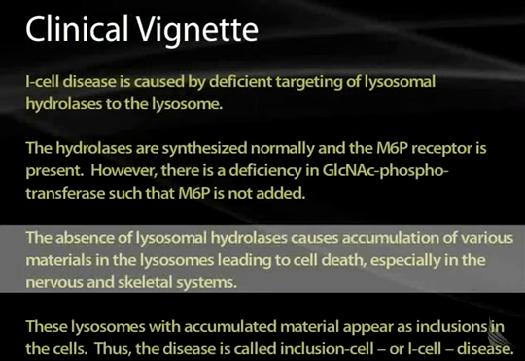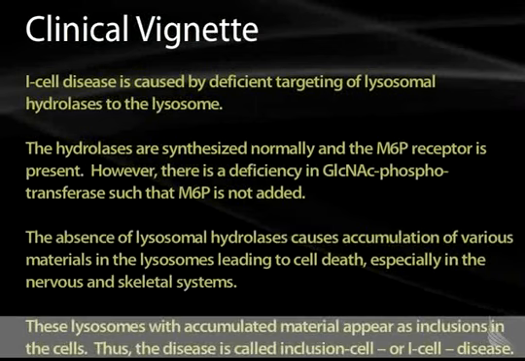Now, that means that the lysosome has no hydrolases, and the absence of these lysosomal hydrolases causes the accumulation of various materials in the lysosomes, leading to cell death, especially in the nervous system and in the skeletal system. The lysosomes that have accumulated material in them appear as inclusions in the cells, and so this disease acquired the name inclusion cell, or I-cell disease.